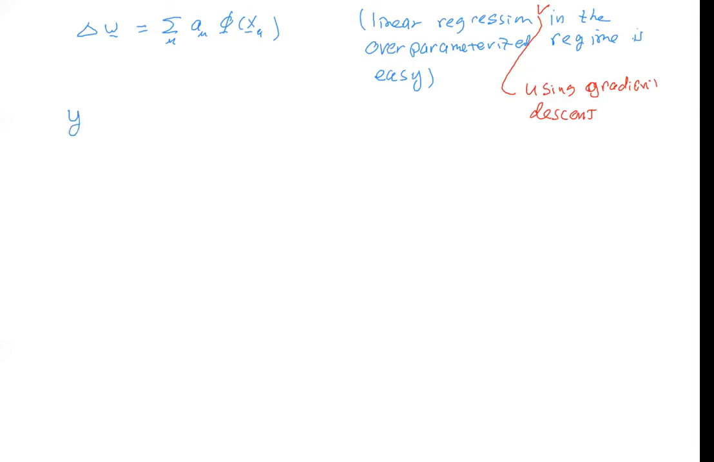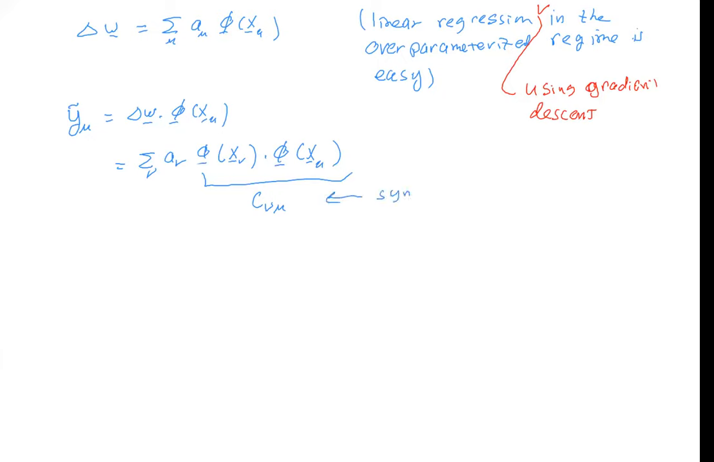so Y mu tilde equals delta W dot phi of X mu, and for delta W, we're going to write the sum over nu of A nu phi of X nu, dot phi of X mu, okay? So I'm going to define this to be C nu mu, and of course it's a symmetric matrix. Boy, handwriting is going downhill.